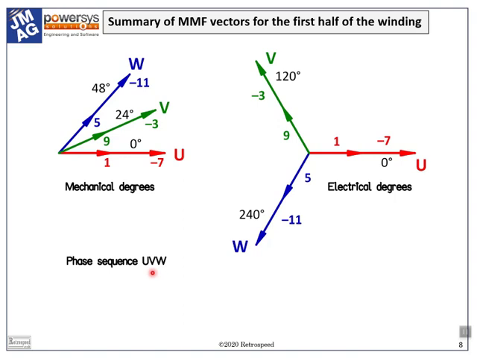Considering a three-phase set of currents applied to phases UVW with phase sequence UVW, the MMF will reach its peak value first in phase U, and then 120 degrees later in phase V, and then after a further 120 degrees in phase W. It appears then that the MMF progresses in the anti-clockwise positive direction.